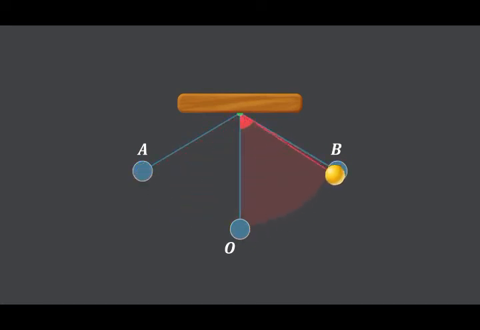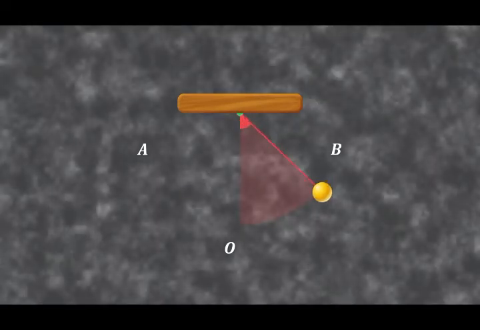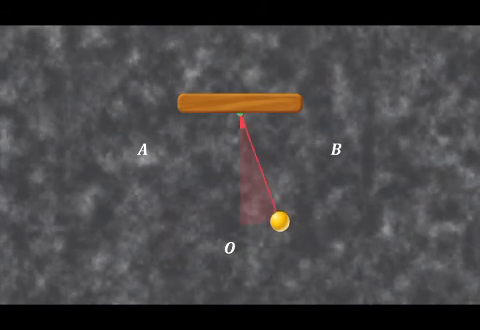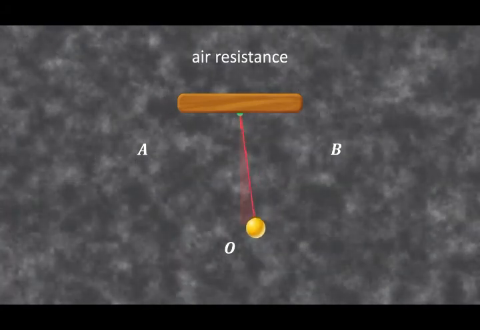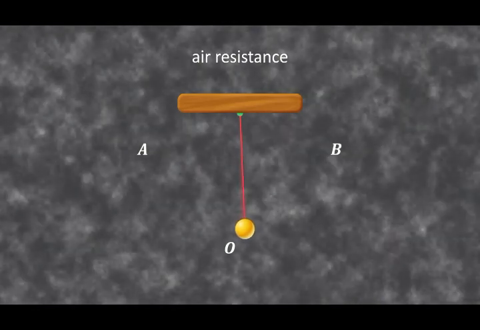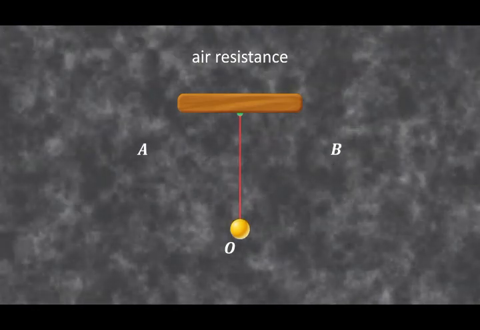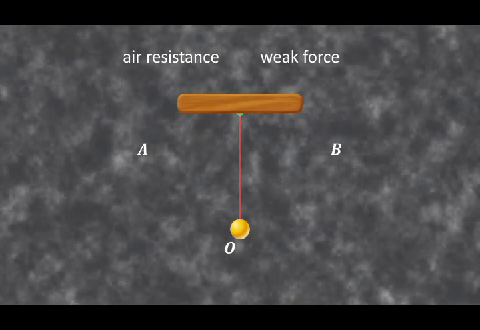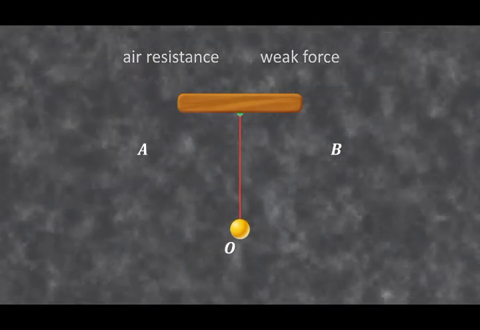And this will go on forever if the pendulum is placed in a vacuum. If it's not, a third force opposes this oscillatory motion of the bob between A and B. This force is air resistance or friction, which will eventually make the bob come to a stop at the mean position O. This air resistance is a very weak force, and so we shall ignore it for the time being.